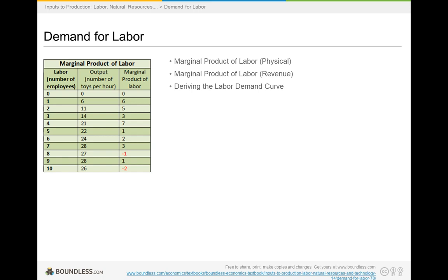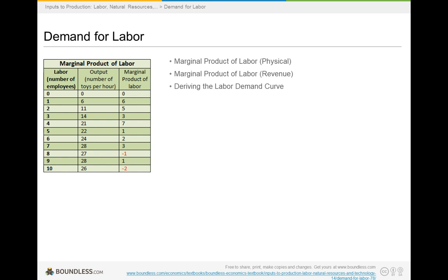So the marginal product of labor is, of course, as you can see here, physical output. The marginal product of revenue, or the marginal revenue product of labor, is the change in revenue that results from an additional unit of labor. So how much more are we getting out of this with each person hired?